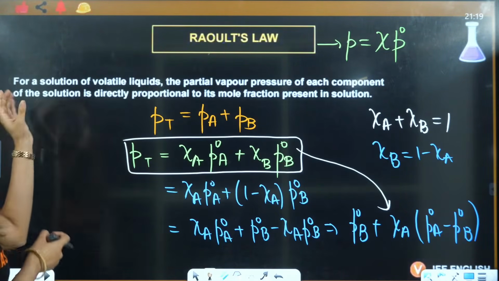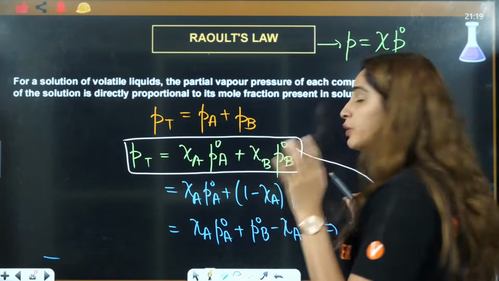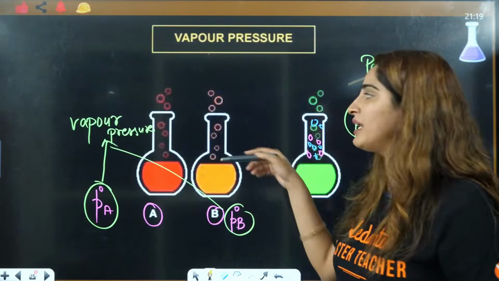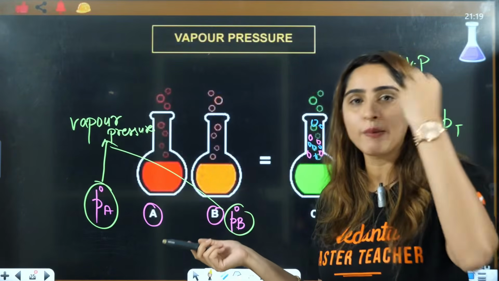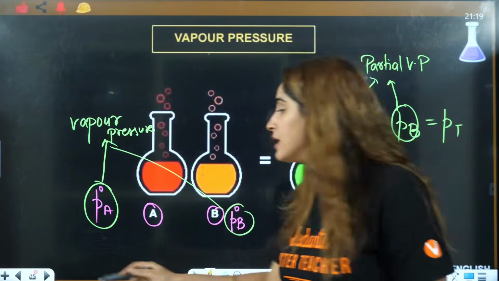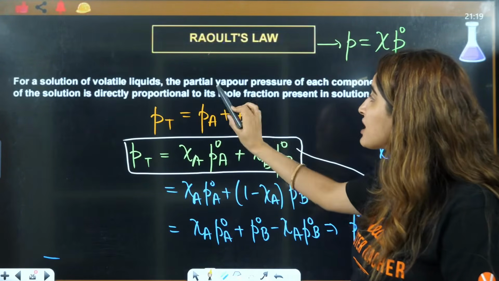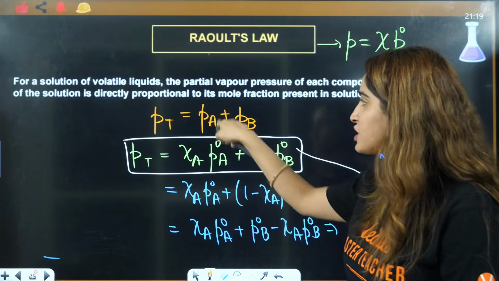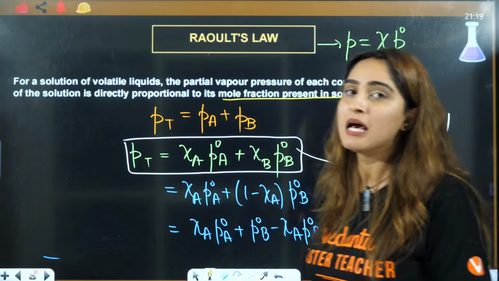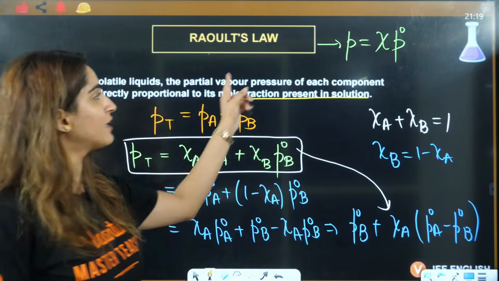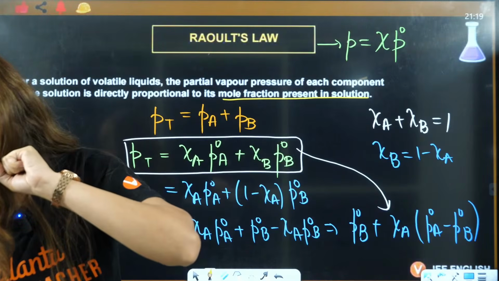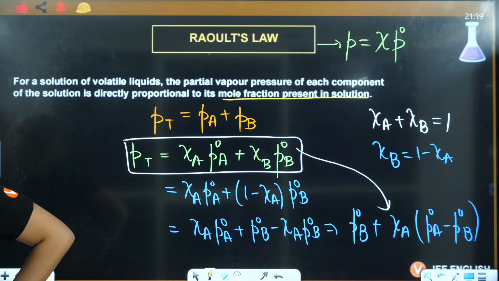Now the definition is for a solution of volatile liquids. Can you tell me, volatile liquid means both are making vapors? If both are making vapors, only in that case you will get to know what is the vapor pressure of A and what is the vapor pressure of B. If one of them is non-volatile, then the vapor will not be there, right? So for volatile liquids, the partial vapor pressure of each component is directly proportional to its mole fraction present in the solution. And we will replace that proportionality sign with the vapor pressure of the pure component, right? Is that clear to everybody? Okay, students?